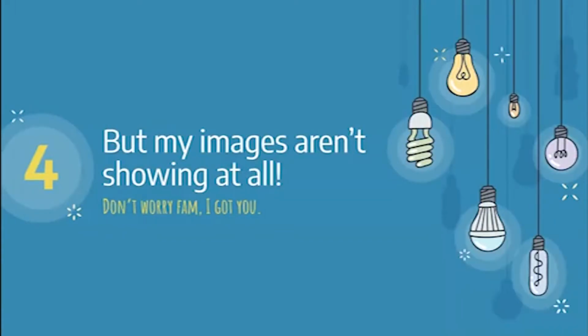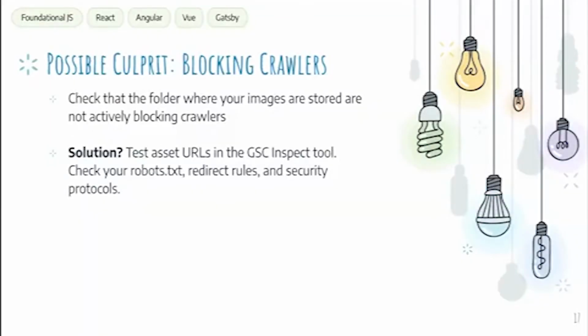So the next one: your images aren't showing at all. Remember, the last one was if you're seeing your images show up when you're looking in GSC Inspect. This is your images aren't showing in the rendering at all. First off, you need to make sure that you are not blocking crawlers to your asset folders. This is pretty common with JavaScript frameworks: there will inherently be some measures taken to reduce the number of requests on assets so that you don't get pinged by nonsensical traffic or people trying to overload your server. So you just have to make sure that the folder where the assets are stored has the permissions to allow crawlers.